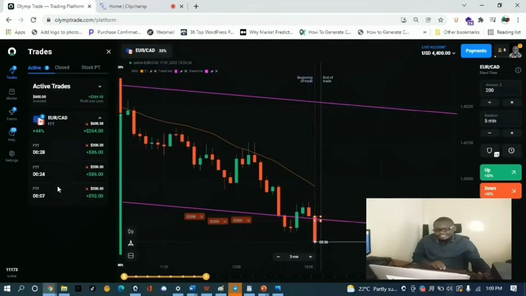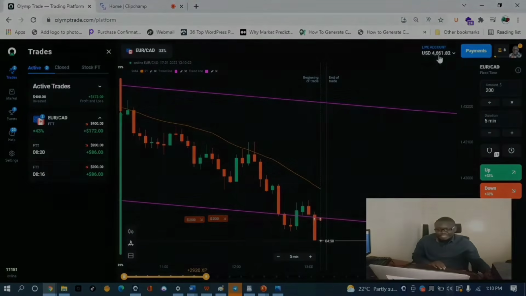Look at that. Look at how beautiful this candlestick is forming, and look at how much we are going to make with this strategy in just a few minutes.